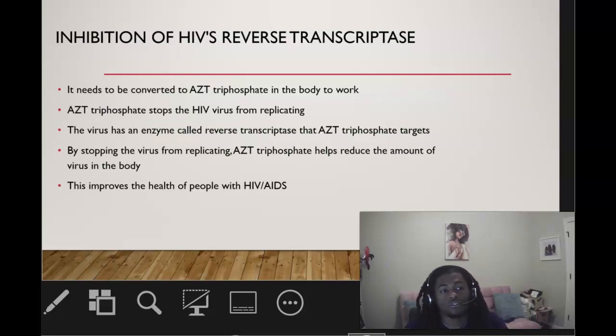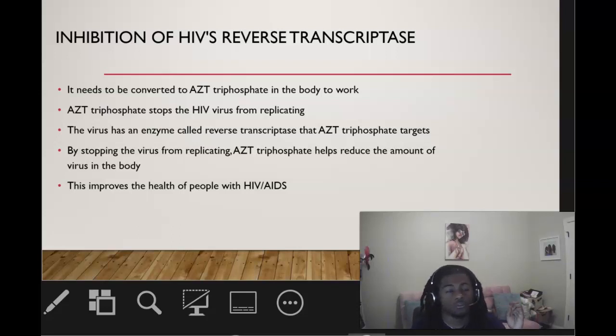Next thing I'm going to touch on is inhibition of HIV's reverse transcriptase. Again, AZT needs to be converted to AZT triphosphate in the body to work. As we stated in the last slide, AZT triphosphate stops the HIV virus from replicating. The virus has an enzyme called reverse transcriptase that AZT triphosphate targets. By stopping the virus from replicating, AZT triphosphate helps reduce the amount of virus in the body, which again helps improve the health of people with HIV and AIDS.